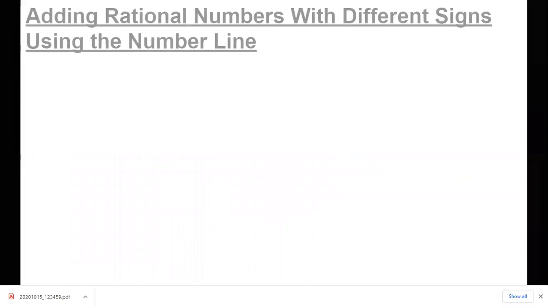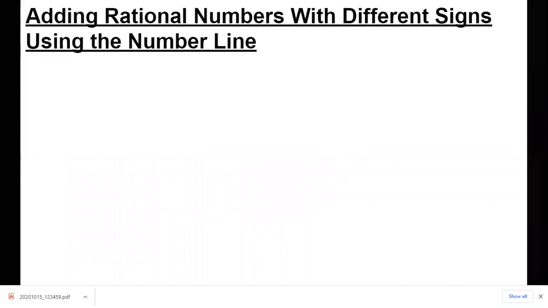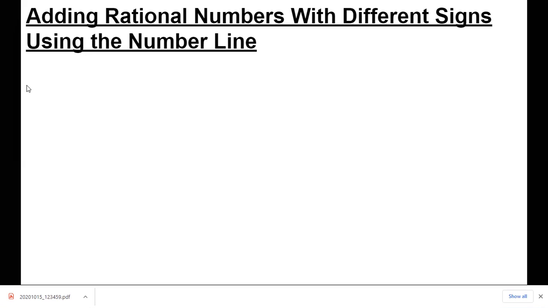Welcome back. We are now going to add rational numbers with different signs using the number line. So far, we've added rational numbers with the same signs using the number line and not using the number line. Now we're going to add them with different signs. We're going to start with using the number line.